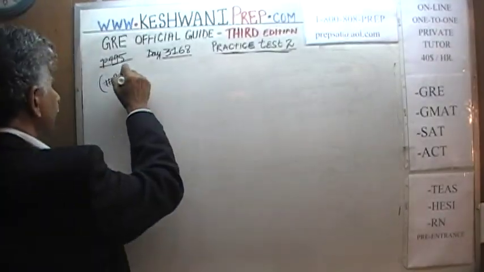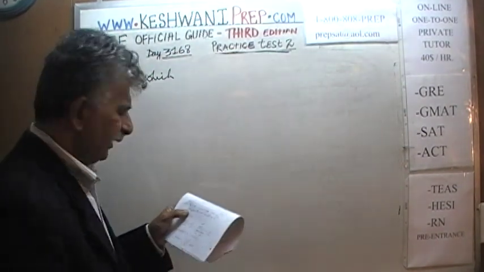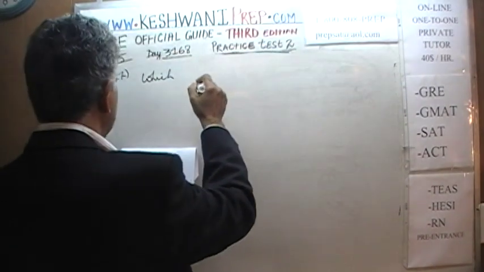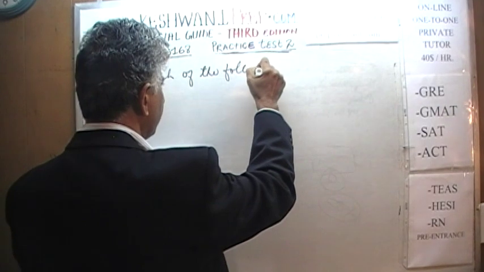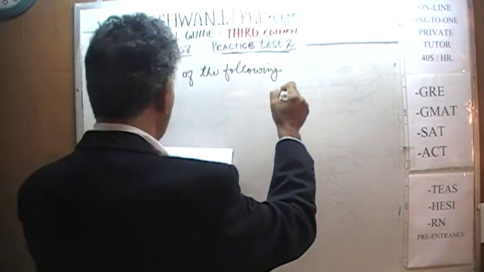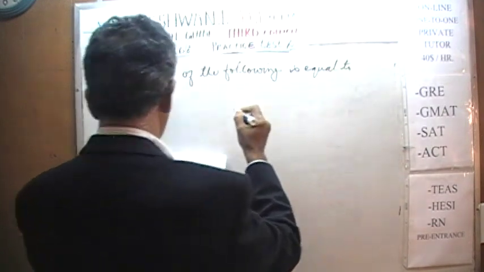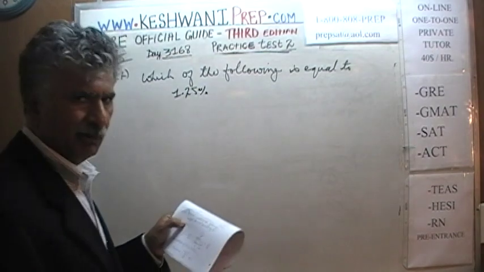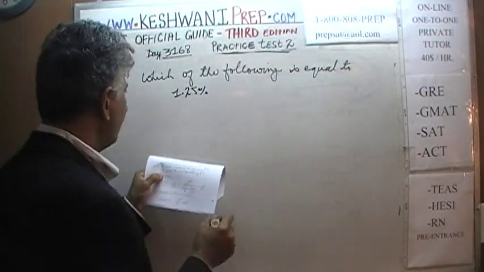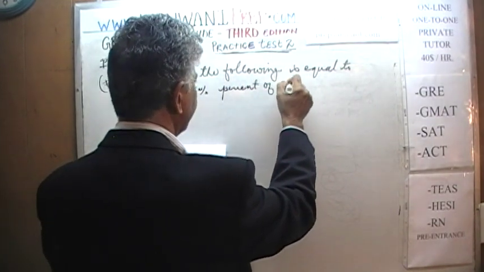Number 22 is a very simple question. It simply says, they tell you that x is positive, which is fine and dandy, we're not going to worry about it, because it plays no role, you understand? Which of the following is equal to 1.25% of x? Well, let's find out, shall we?